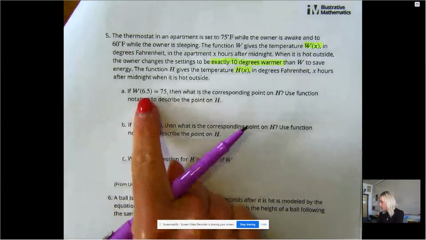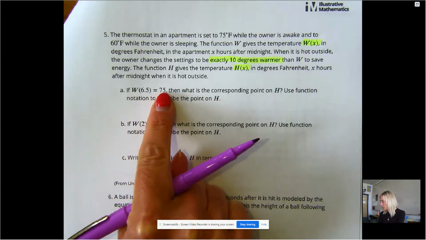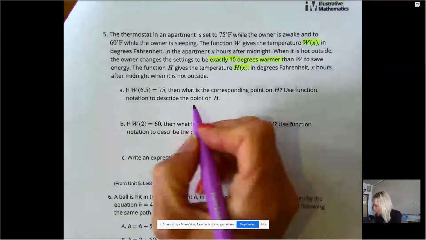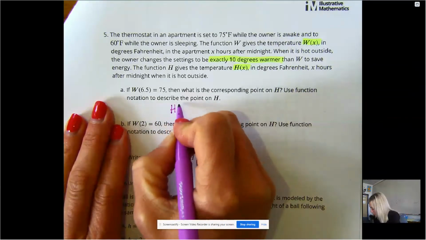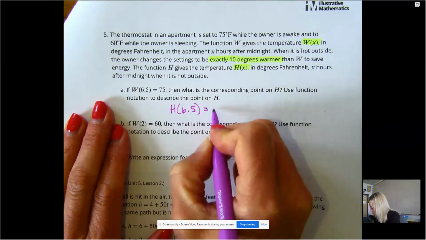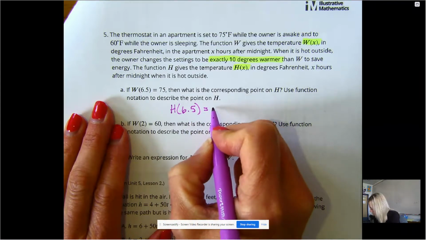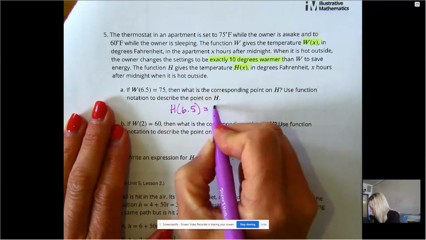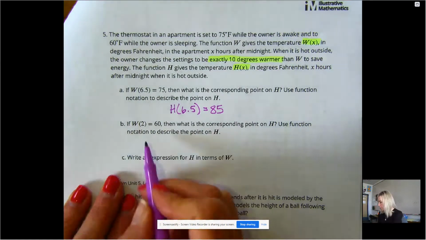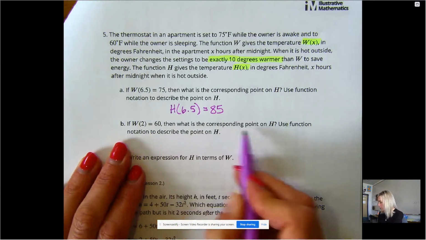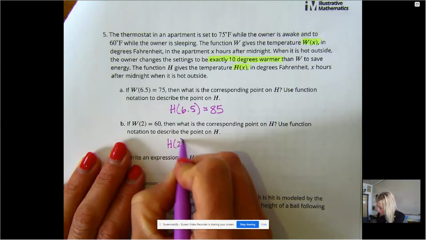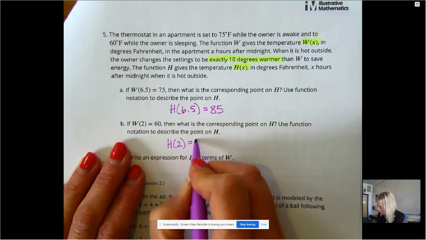So if W of 6.5 equals 75, then what is the corresponding point on H? So H of 6.5 would just be 10 degrees warmer. So it would equal 75 plus 10, which is 85. And then if W of 2 is equal to 60, the corresponding point on H, again, would be H of 2, which is going to be 10 degrees warmer, so 70.